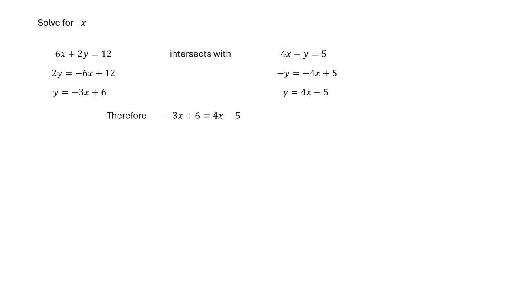Now that we have an equation with only one variable, we can solve for x, which gives us a value of x of 11 over 7. We could take that value for x, plug it back into one of the original equations, and come up with a value for y.